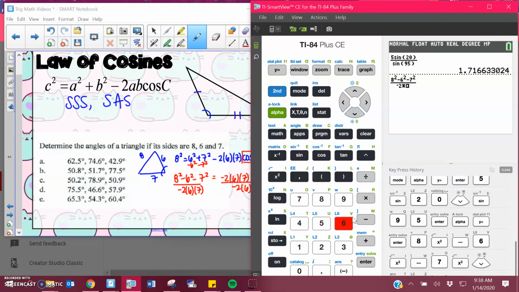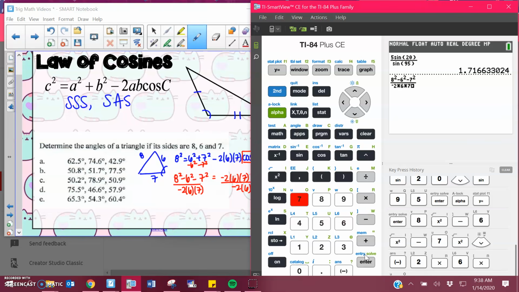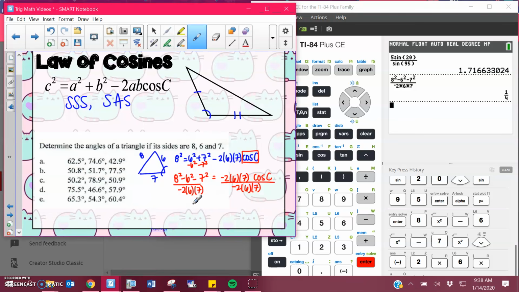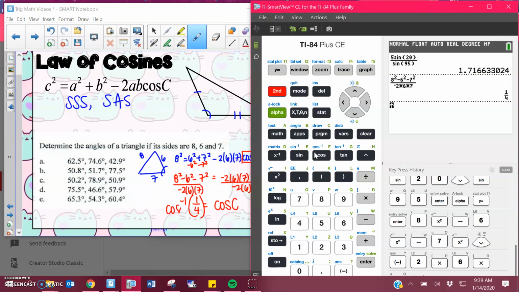If you don't make it negative, it's going to be incorrect. The numerator might turn negative itself. That's okay. Oh, what a nice number. Okay, the last thing I need to do is this: 1/4 equals cosine C. So in order for me to get rid of that cosine, I'm going to take the inverse cosine of the other side, which is just second cosine. So I'm going to do second cosine.